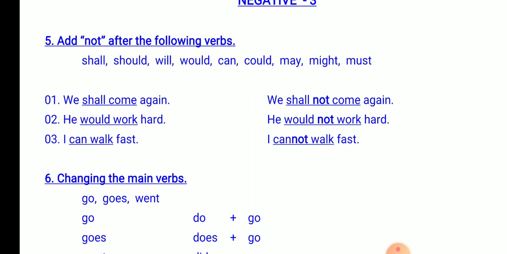In the 3rd sentence, I can walk fast, there are 2 verbs, can and walk. Just add not after can and the sentence becomes negative. I can walk fast becomes I cannot walk fast. Now, what you have to remember most is that the word cannot is written as one word.